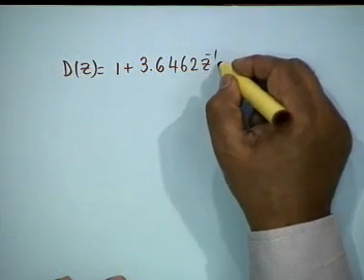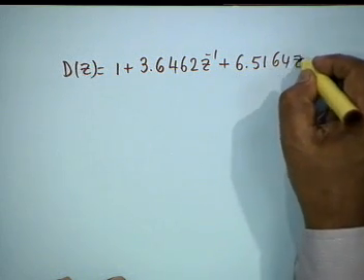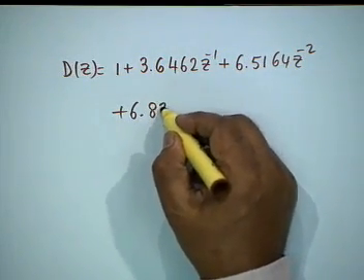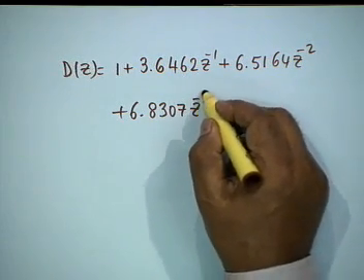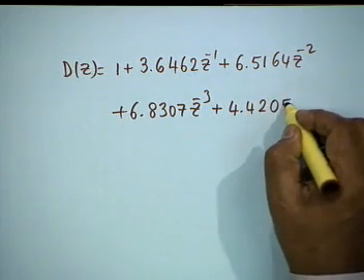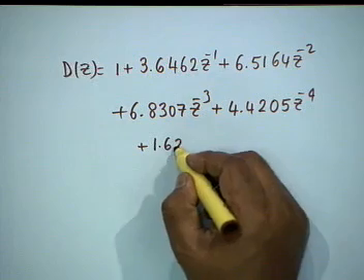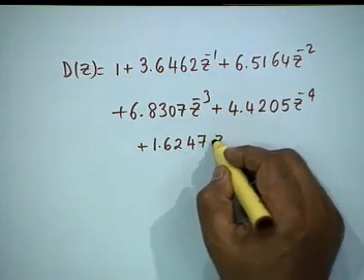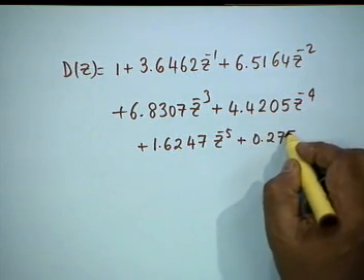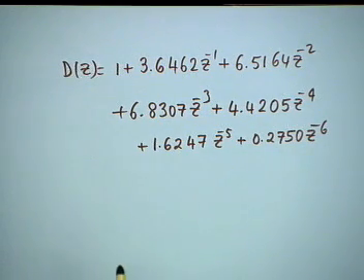3.6462 z inverse plus 6.5164 z to the minus 2 plus 6.8307 z to the minus 3 plus 4.4205 z to the minus 4 plus 1.6247 z to the minus 5 plus 0.2750 z to the minus 6. This is what it is.